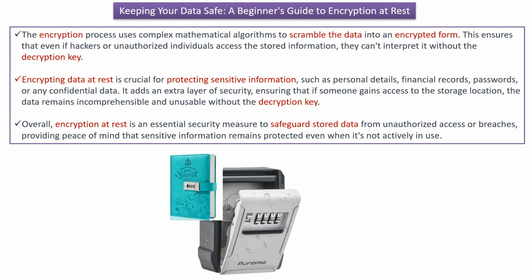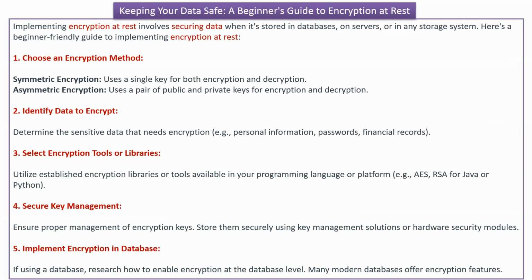Overall, encryption at rest is an essential security measure to safeguard stored data from unauthorized access or breaches, and it provides peace of mind that sensitive information remains protected even when it is not actively in use. Now we will see how to implement encryption at rest. Implementing encryption at rest involves securing data when it is stored in databases, on servers, or in any storage system. And we will see what are the steps involved in implementing encryption at rest.